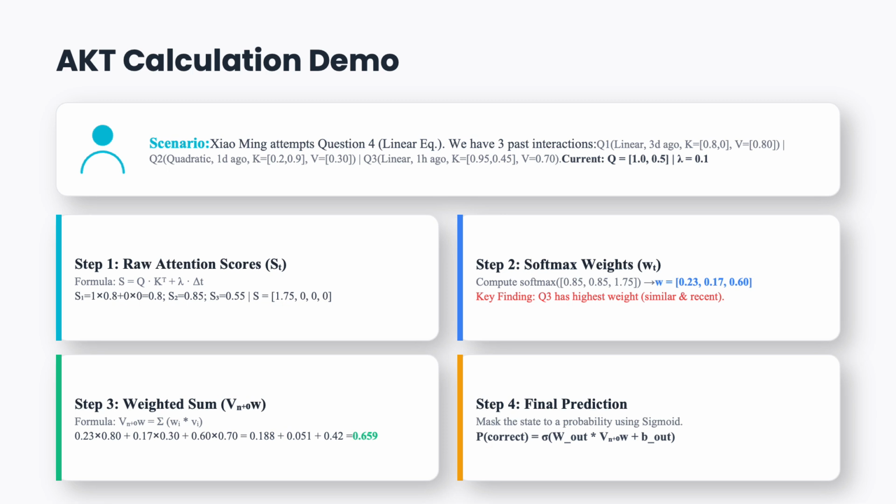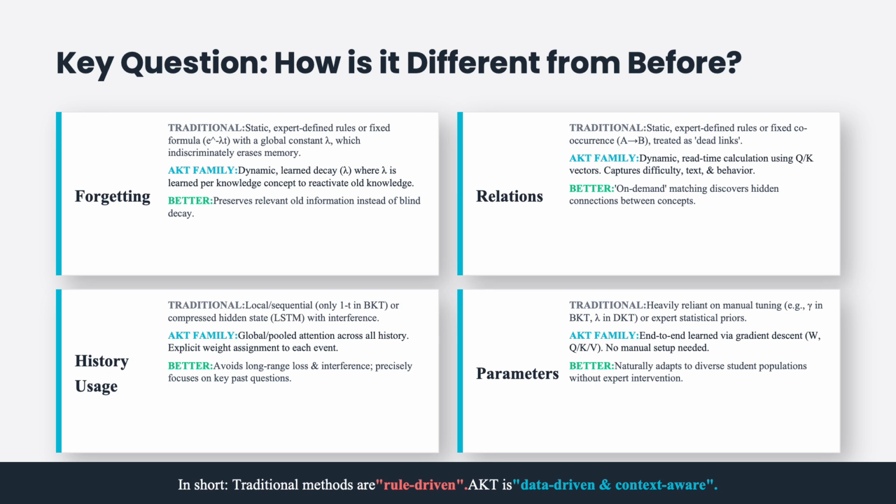Step 4. The prediction. Finally, the model uses these weights to create a weighted sum of the value vectors, the actual knowledge states, from the past. This gives it a highly informed guess about the student's current understanding of Pythagoras, allowing it to predict the outcome with impressive accuracy. So, how does AKT stack up against the old ways?